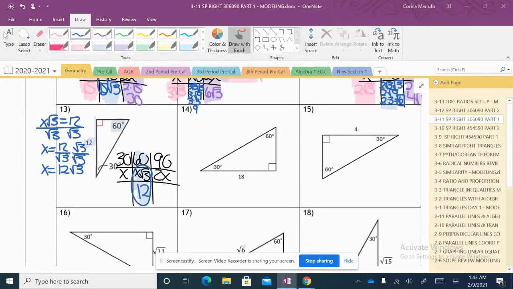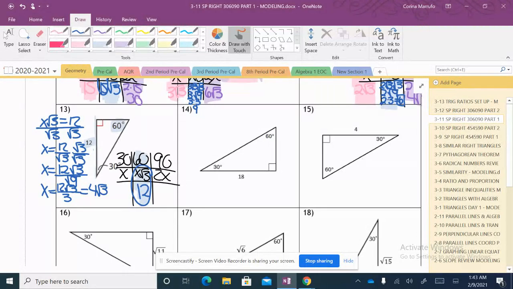So on the top, we get 12 times the square root of 3, and on the bottom, the square root of 3 times the square root of 3 is the square root of 9. We can take the square root of 9 and get a whole number. That gives us 3. And then 12 divided by 3 gives us 4. So 4 times the square root of 3. So now that we know that's what x is equal to, that's what goes here. 4 times the square root of 3. So that means this side right here is 4 times the square root of 3.